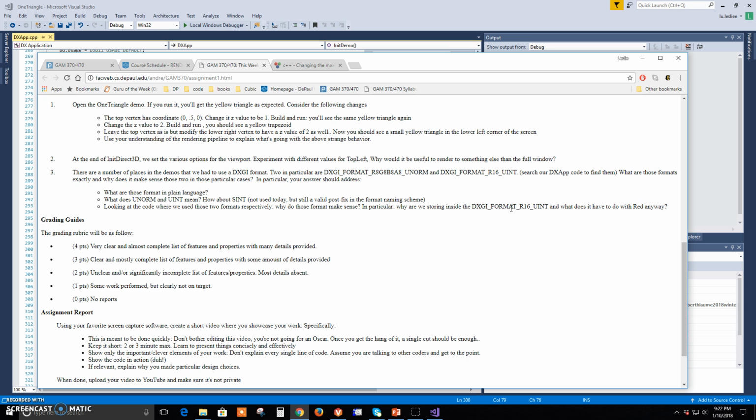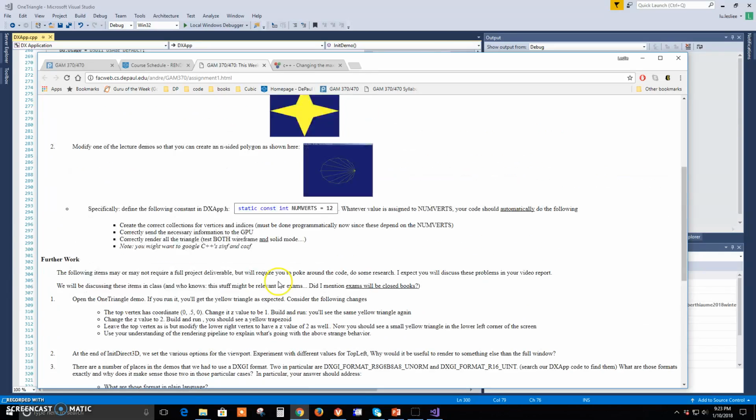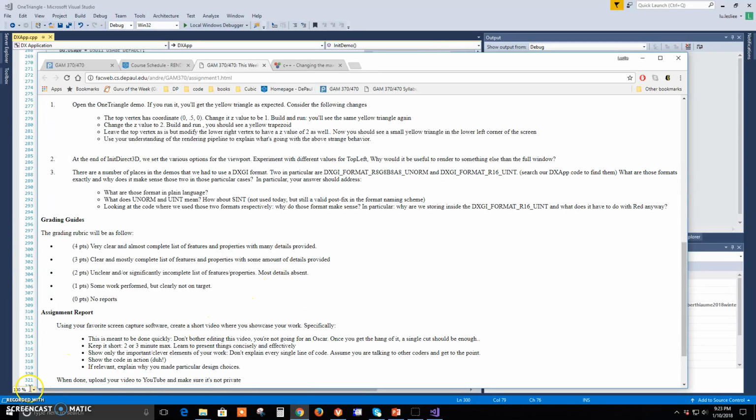The reason why R16 is used is because we have the word type, and if it were a double word, we would use 32, but I guess using word saves more memory. And I think that's the last of the questions for week 1. Yes, that's it. Okay, thanks.